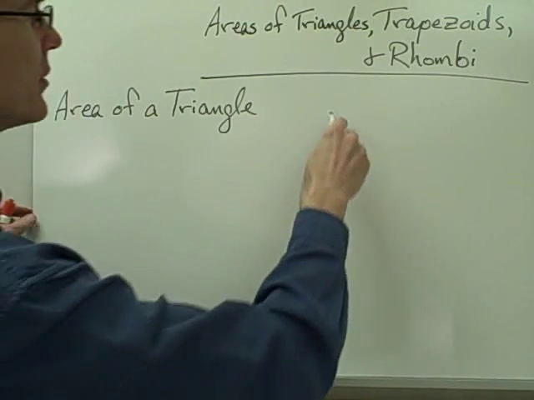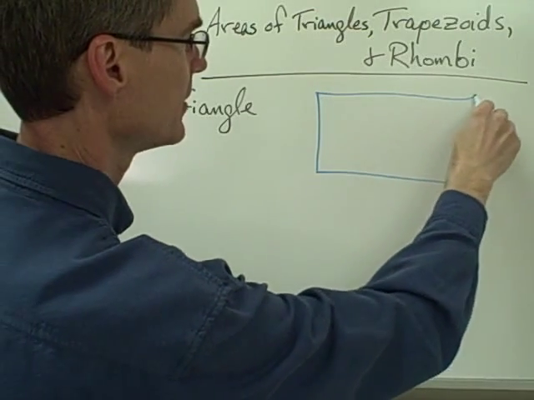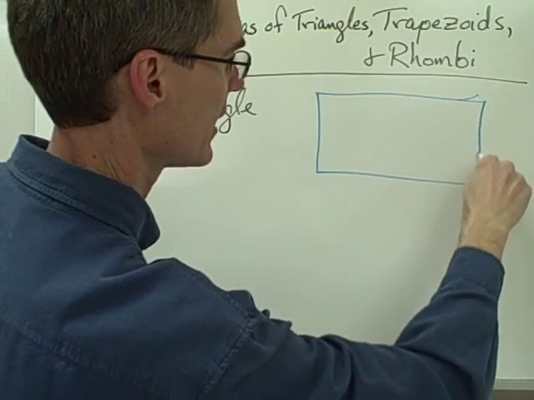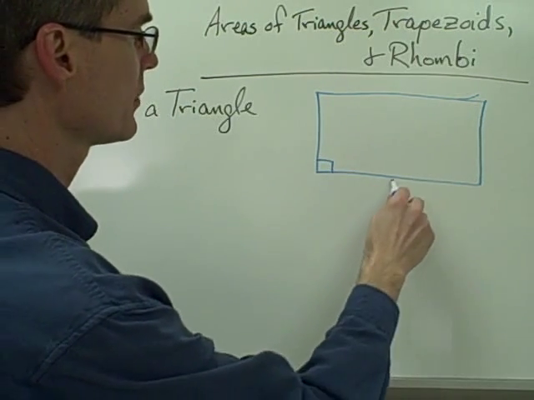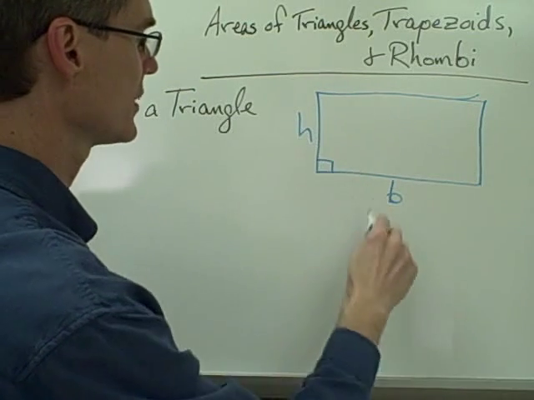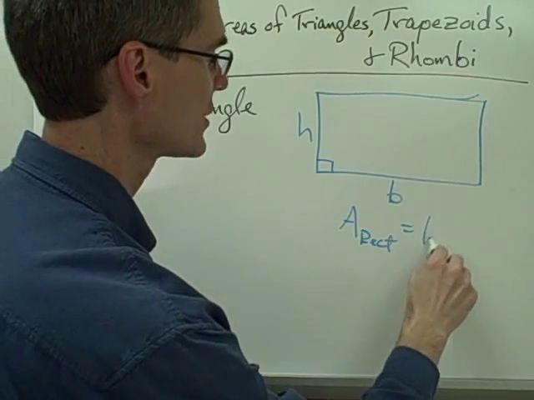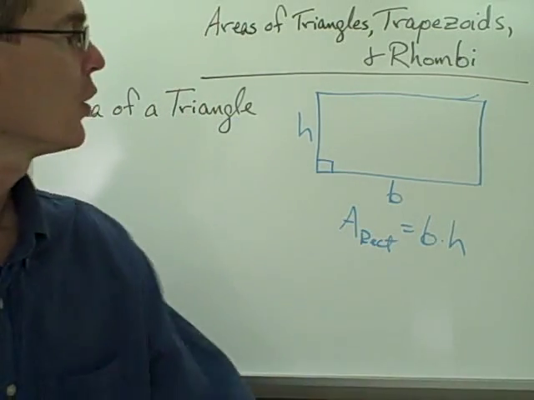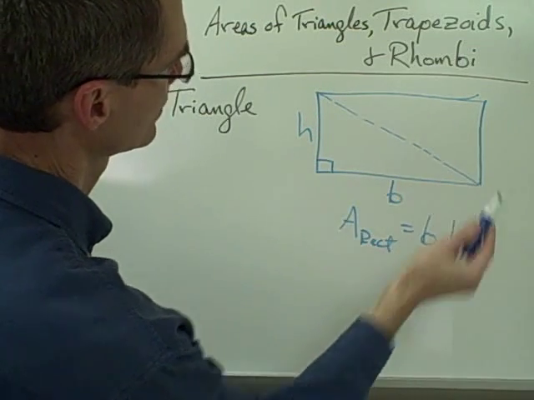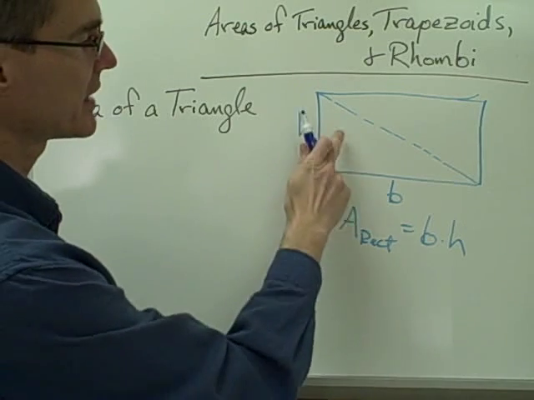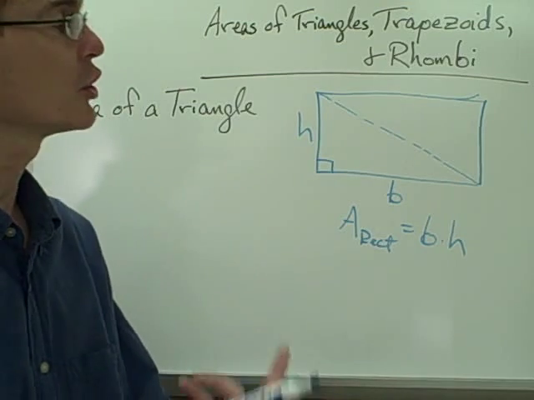And the area of a triangle, the formula for the area of a triangle is actually based on the formula for the area of a rectangle. Now, as we all remember, the area of a rectangle is just equal to base times height. Well, if I draw a diagonal on this rectangle here, then essentially what that does is that cuts this rectangle into two triangles. In fact, it cuts it into two congruent triangles.